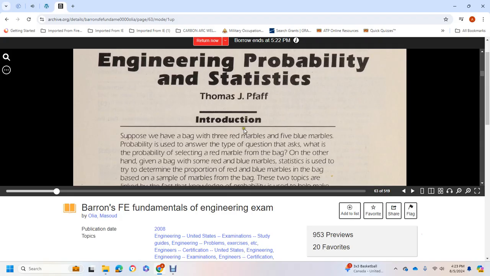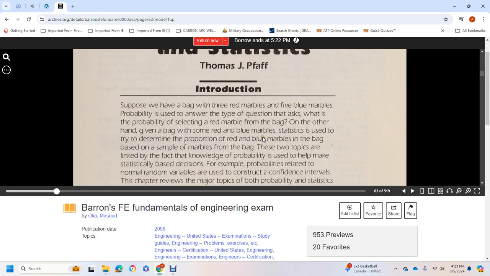Introduction. Suppose we have a bag with 3 red marbles and 5 blue marbles. Probability gives the answer to the type of question asked, such as the probability of selecting a marble from the bag. On the other hand, given a bag with red and blue marbles, statistics is used to determine the proportion of red and blue marbles in the bag based on sampled marbles. The 2 topics are linked with the fact that probability can help make a statistically based decision.